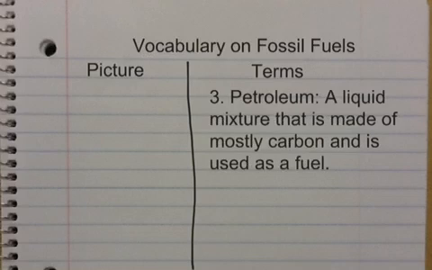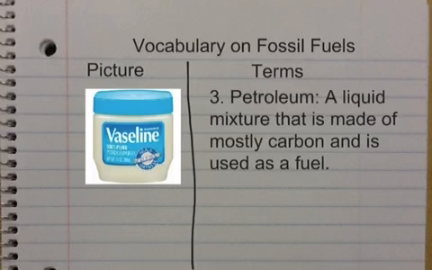The next term is petroleum. Petroleum is a liquid mixture that is made mostly of carbon and is used as a fuel. Petroleum includes a whole range of products.